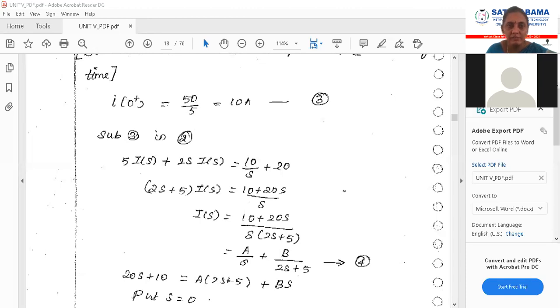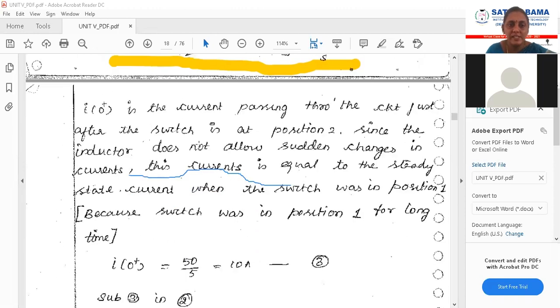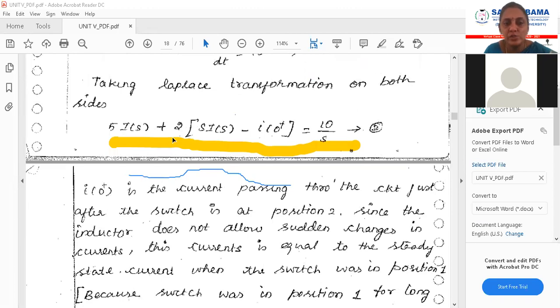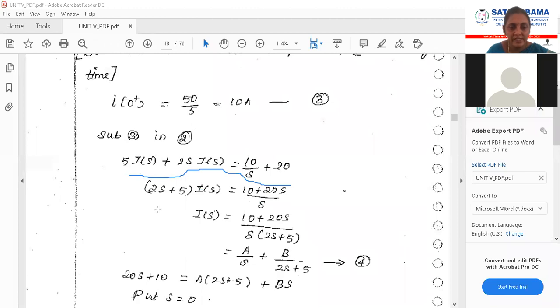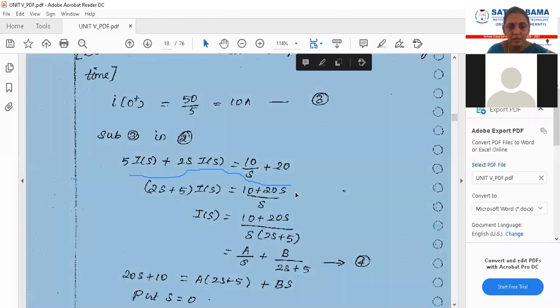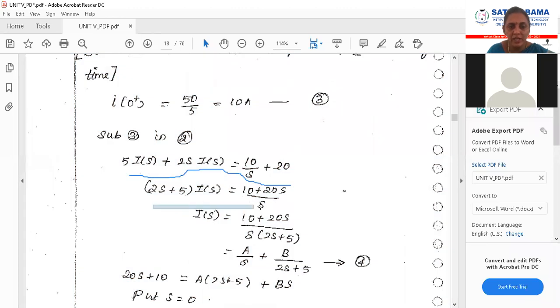Okay, now see here, the same way you will proceed. I am substituting this 10 in the previous equation. 5 I of s plus 2 into s into I of s minus 10 is equal to 10 by s. Now that minus 10 into 2 will be minus 20. That minus 20 is brought this side for plus 20. Now rearrange the equation, pull out I of s in common. I of s outside, if you bring, you will have 2s plus 5 into I of s is equal to 10 plus 20s by s.